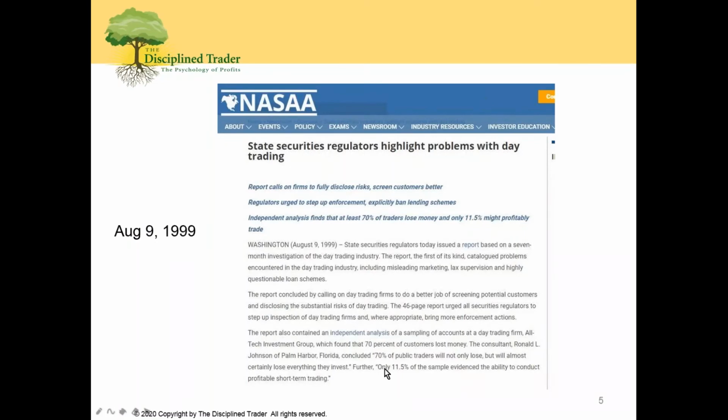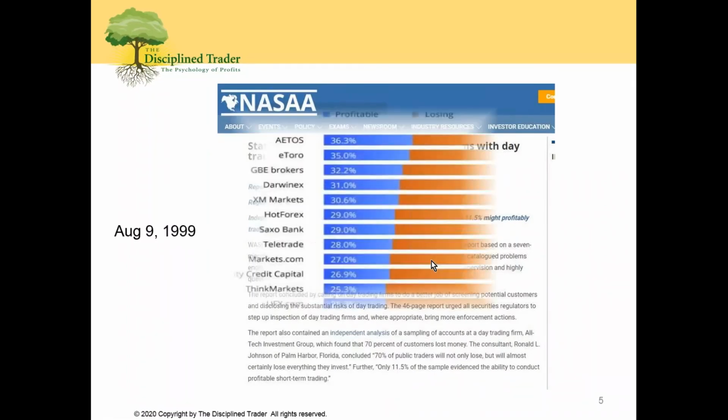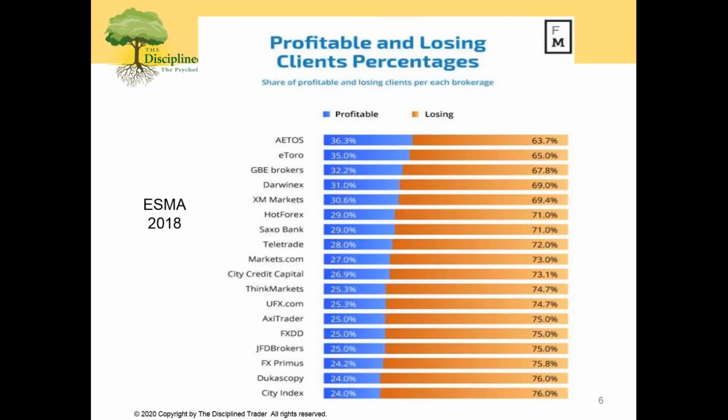But the bottom line is only 11.5% of the sample evidence the ability to conduct profitable trading. So that's pretty close. That's 88.5%. Here's the one done through Europe. It's a little bit more modern, from a few years ago. They looked at different firms specifically and asked them to contribute their findings. So this was a little bit cherry-picked. I don't know what to conclude, other than it seemed to satisfy these European regulators, as I read to you, that are out for our success.